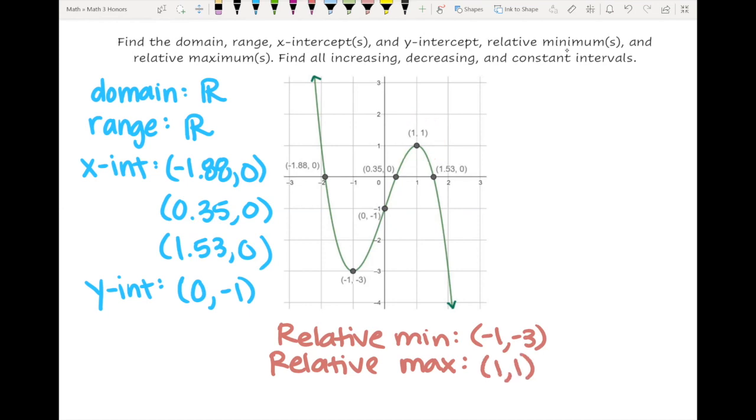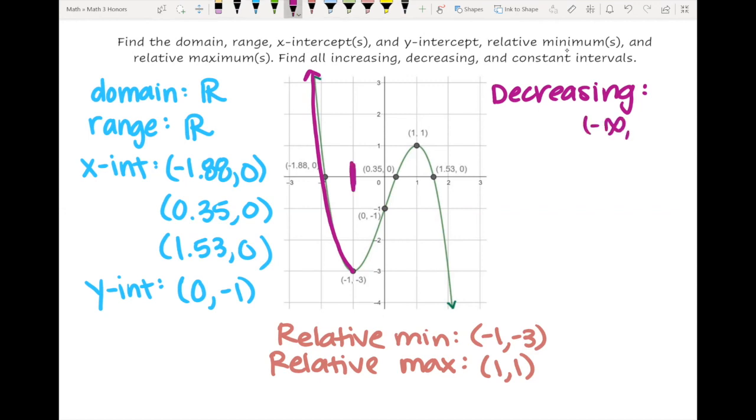We've got to look at increasing, decreasing, and constant intervals. Again, I'm going to read left to right, and as I'm going left to right, I am decreasing. I'm falling down, down, down until I get to that min, and it bounces back up. So this whole section right here is decreasing, and it's got the arrow on there. So for my decreasing interval, I'm going to go from left to right. On the left side was that arrow, like it's going from negative infinity to, and it stopped at this x value, -1. So negative infinity to -1.